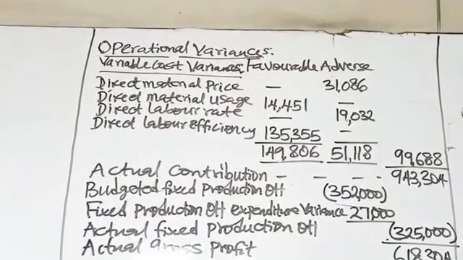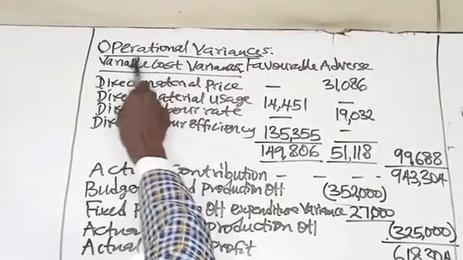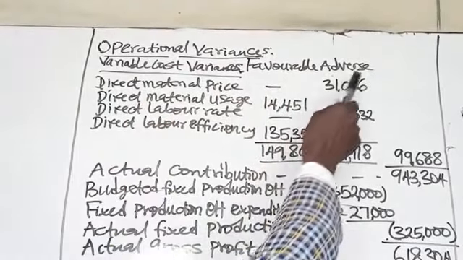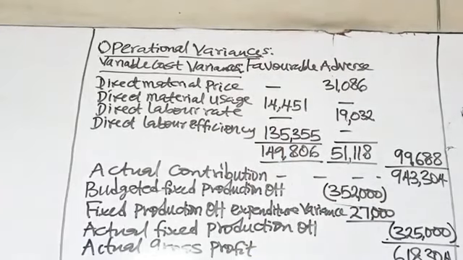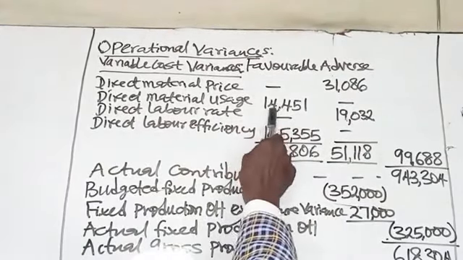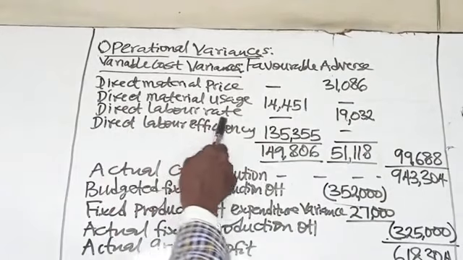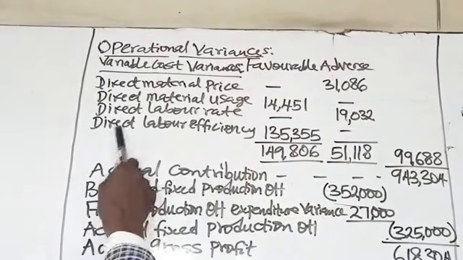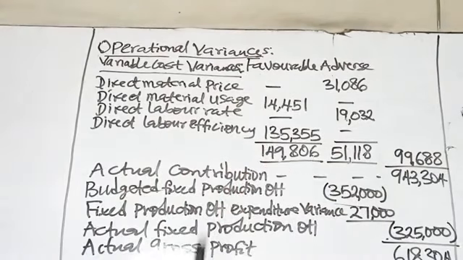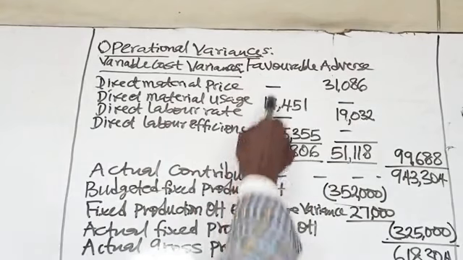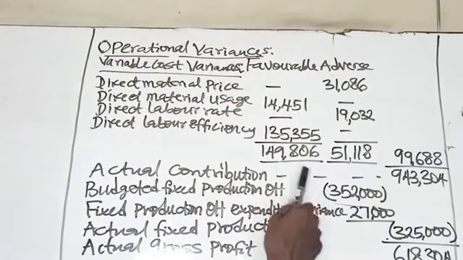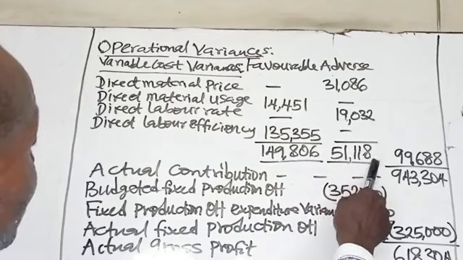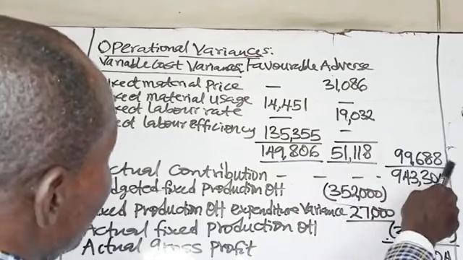Operational variances. We have variable cost variances, which are divided into favorable and adverse. Direct material price, an adverse variance of 31,086. Direct material usage, a favorable variance of 14,451. Direct labor rate, a favorable variance of 19,000, an adverse variance of 19,032. Direct labor efficiency, a favorable variance of 135,355. Favorable variance totals 149,806. Adverse variance totals 51,118, while the net difference is 99,688.